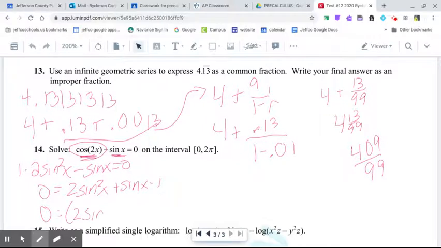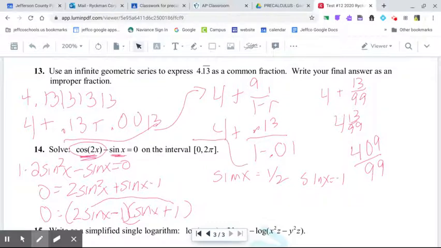So that's 2 sine and sine and 1. To make a positive sign, this would have to be a positive 2 and a negative 1 on the O and I of FOIL. That means that sine has to either be positive 1/2 for the first factor to be 0, or negative 1 for the second factor to be 0.